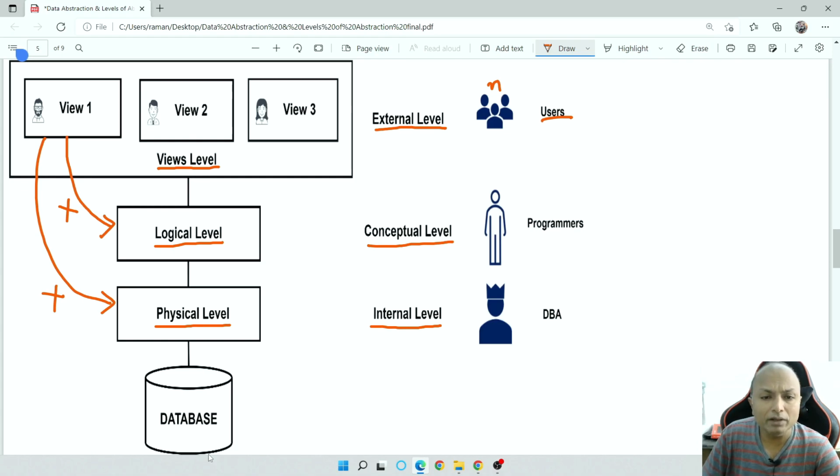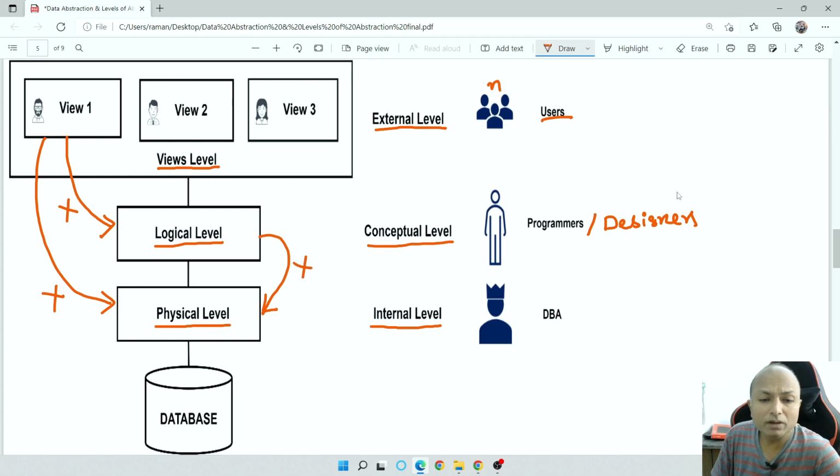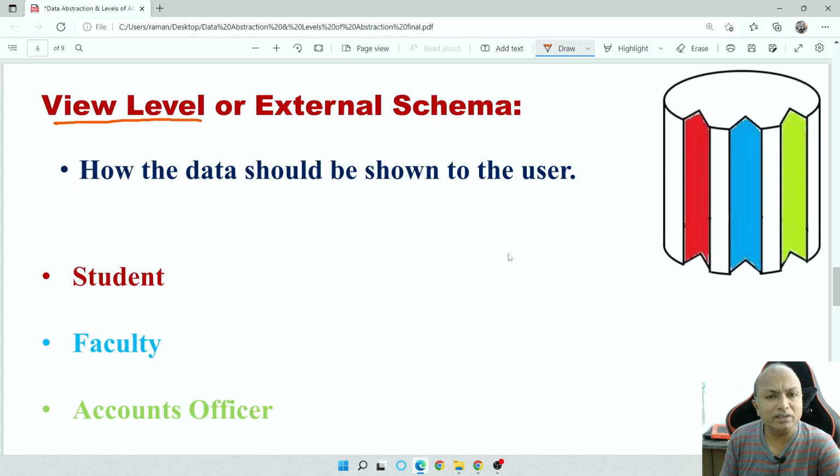If you come to the next level, that is the logical level, programmers or designers work at the logical level and they are also unaware of what happens at the physical level. This is also abstraction provided at the logical level. Whereas database administrators work at the physical level. Now we will discuss individually what happens at the view level, after that what happens at the logical level, and at last what happens at the physical level. Let us consider the view level.